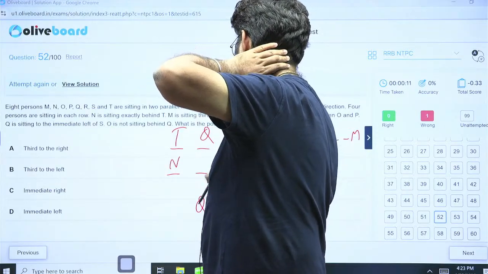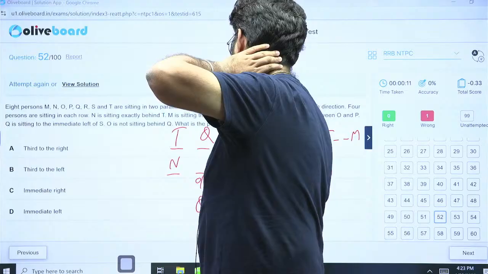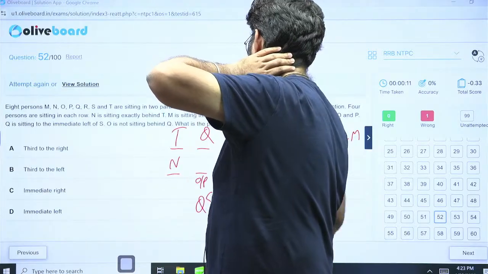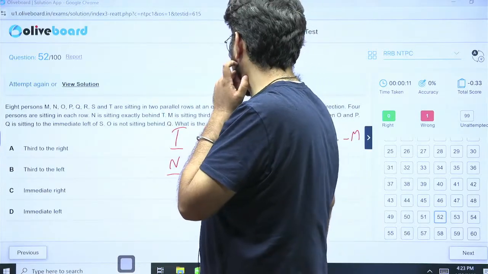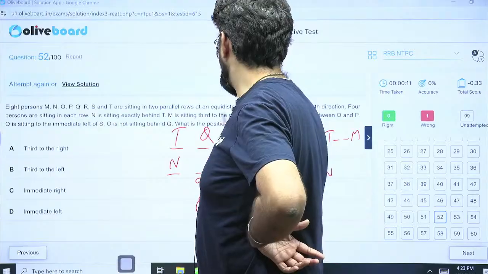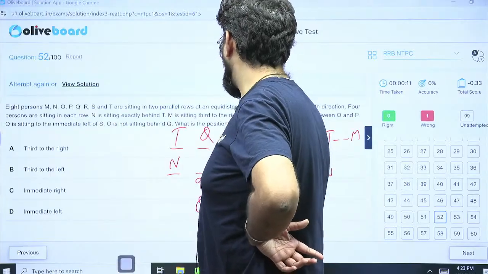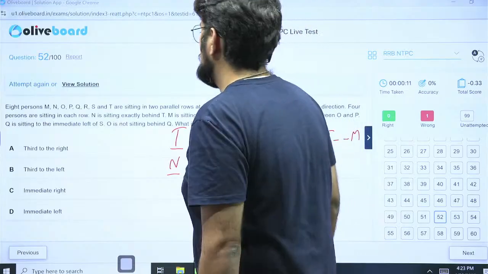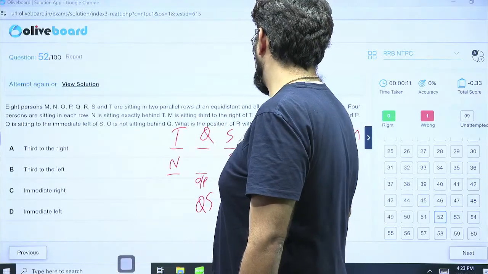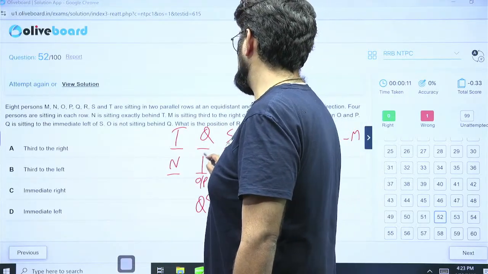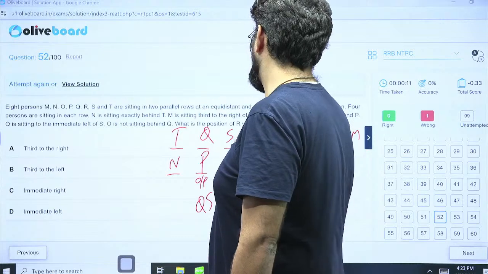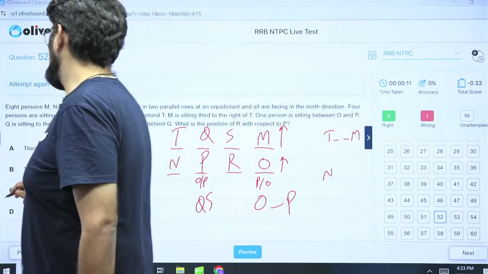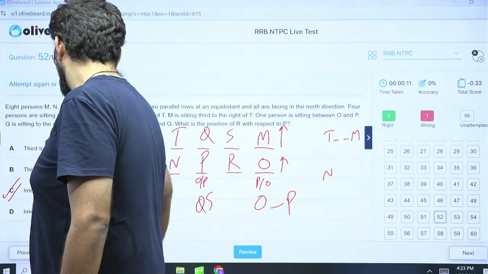Now if one person is sitting between O and P, it can be like this, right? So for that we definitely know who is left: M, N, O, P, Q, R is left, so R will be here. O is not sitting behind Q, so O is sitting here, P is sitting here. Done with the arrangement. What is the position of R with respect to P? Immediate right.